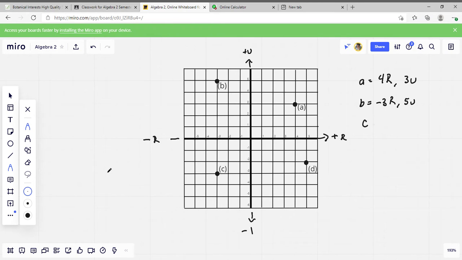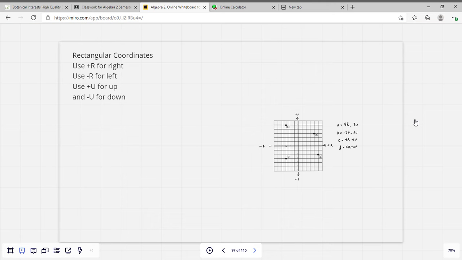All right, C is going to be, I start at my origin, I go to the left 3, so negative 3R. And then down 3, so negative 3U. All right, and then D is going to be to the right 5 and down 2. Super easy. It's just another way of writing those.